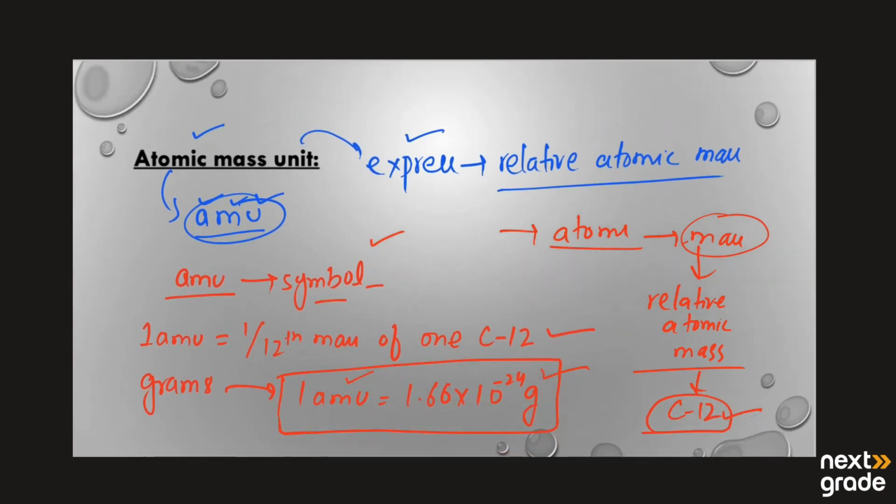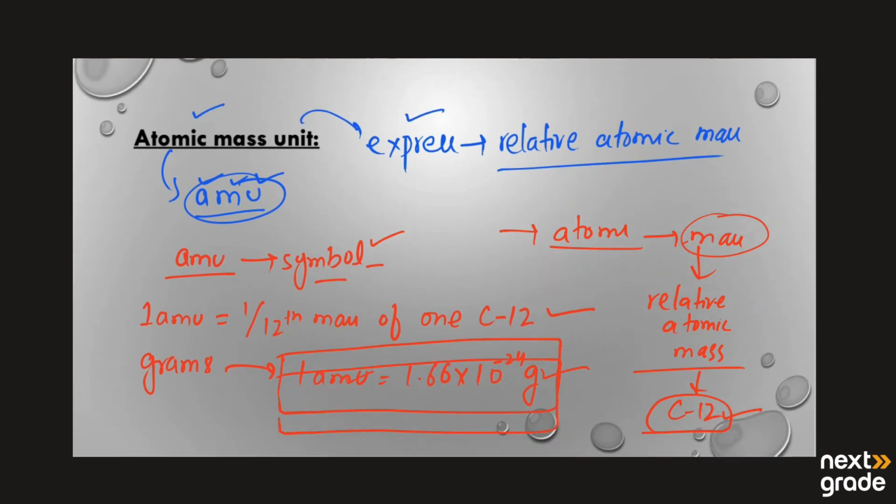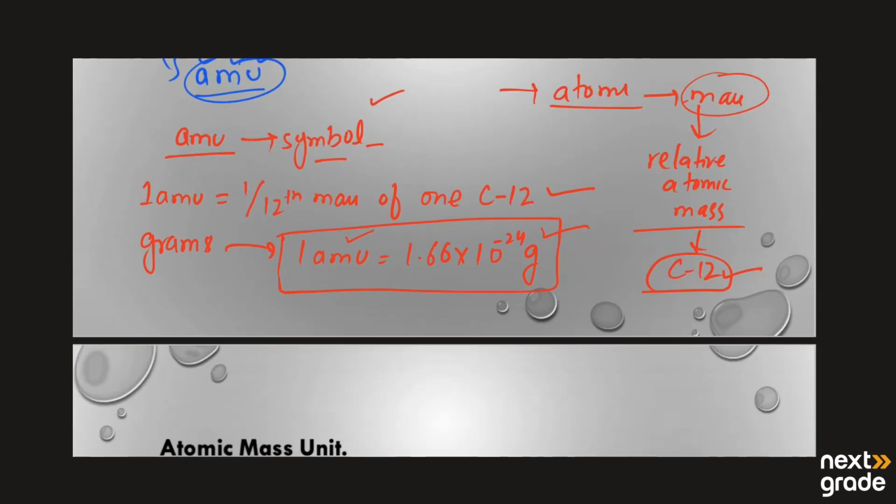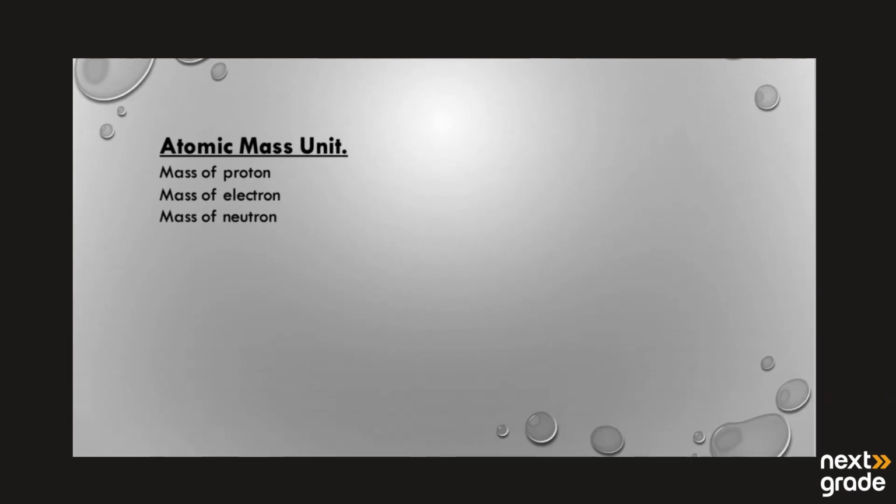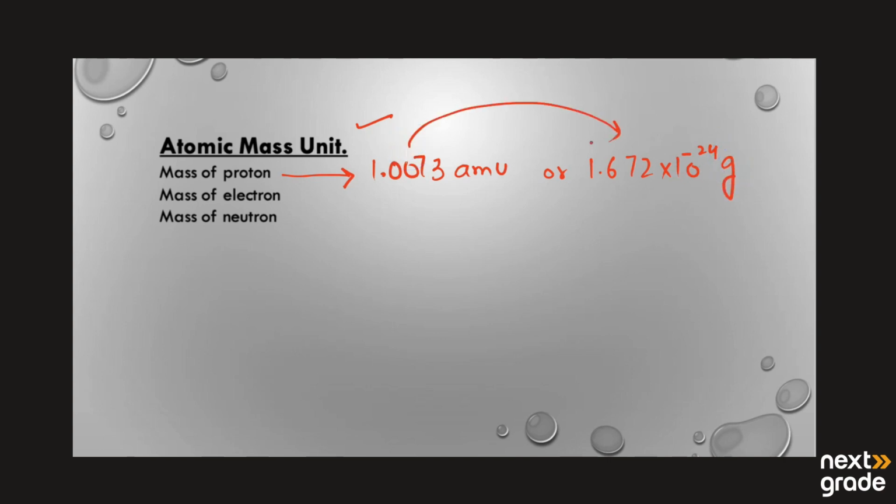Next we have the mass of proton, mass of electron, and mass of neutron in atomic mass unit. So let's have a look. The mass of proton in atomic mass unit is 1.0073 AMU, which has been determined by scientists by comparing it with carbon 12. Or the mass of proton is 1.672 into 10 raised to power minus 24 grams. From AMU, we have converted it into grams.